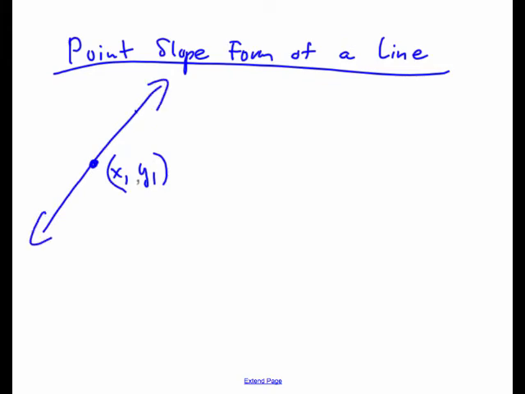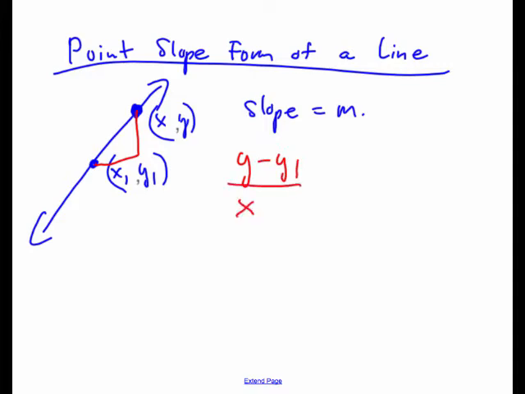And we took a general point on the line, which I'm just going to label as x comma y. Okay, so keeping in mind this can be anywhere on the line. And the slope of the line is m. So therefore, if we take the slope between any 2 points on a line, y minus y1 over x minus x1, we will get that constant slope.